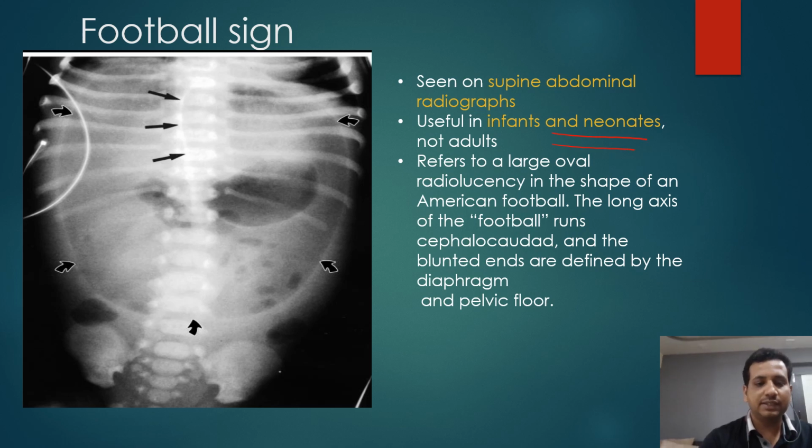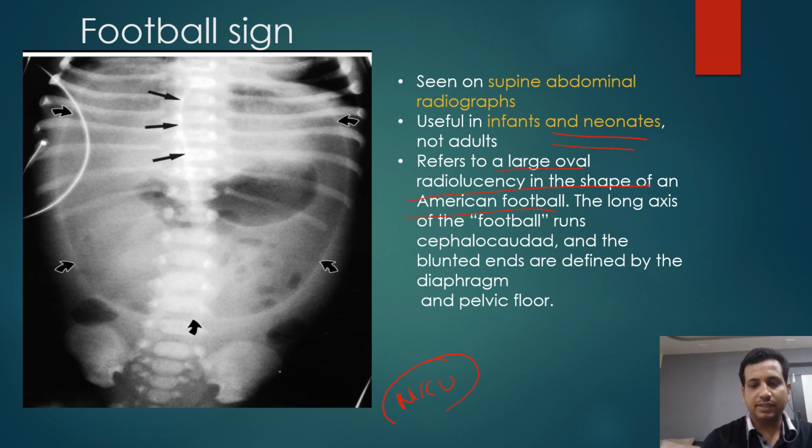In infants and neonates, as you can see in NICU setups, it is very difficult to take correct radiographs. So in such children, a large oval radiolucency in the shape of an American football can be seen. As you can see in this image, there is a large oval radiolucency because of the free intraperitoneal gas, and within that there is a thin line, that is nothing but the falciform ligament, which has been made prominent by the free gas within the abdomen.